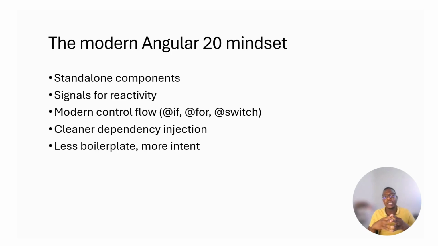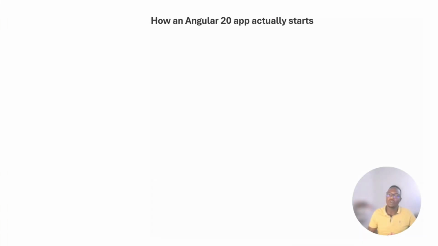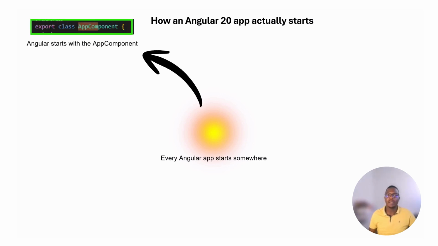Now, Angular didn't just change the syntax. You will see that it changed the way you think about building an application. Okay, so let's take a step back and look at where every Angular application actually begins. At the heart of a modern Angular application, there's a single line of code: bootstrapApplication with AppComponent. This line actually tells Angular that life has just begun.